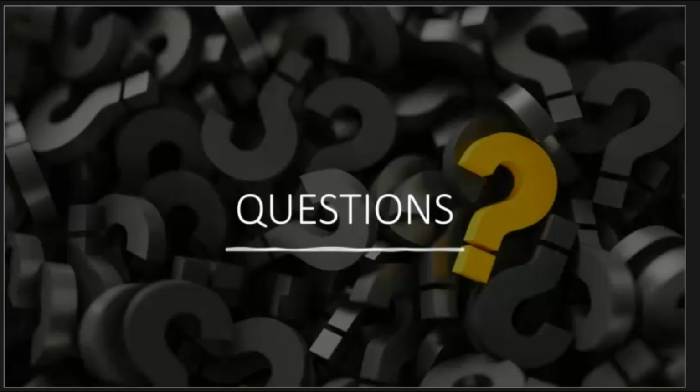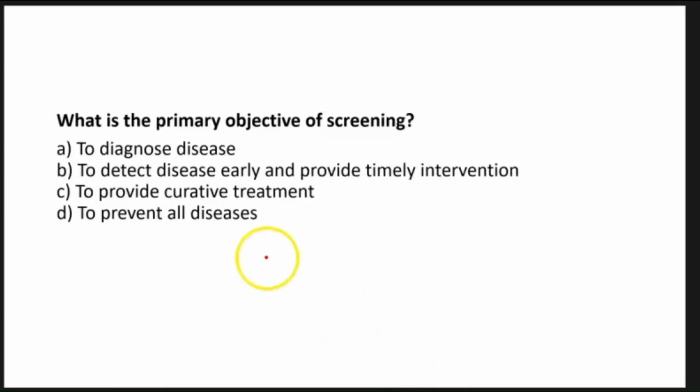So we are coming to the last part of the presentation. We will do some MCQs. What is the primary objective of screening? To diagnose disease, or to diagnose disease early and provide timely intervention, to provide curative treatment, or to prevent all disease. Obviously we cannot prevent all disease, and to diagnose disease we need to do a diagnostic test. So the best answer would be to detect the disease early and provide timely intervention.